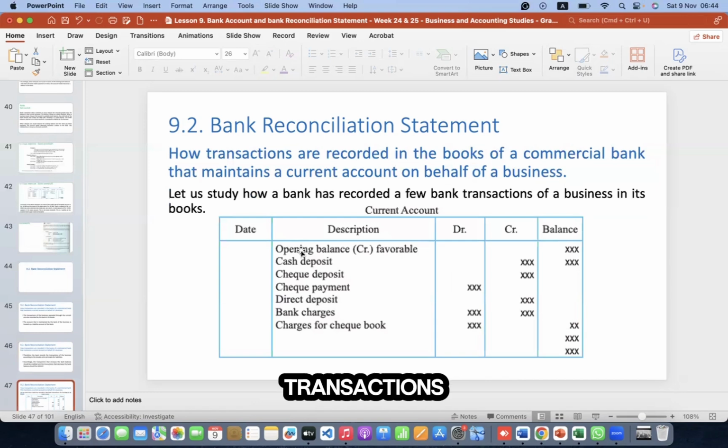So let's look at how transactions are recorded in the books of the bank. Let us study how the bank has recorded a few bank transactions of a business in its books. Opening balance, credit, favorable. Earlier, when there was a favorable balance in the bank account of a business, from the businessman's angle, it was a debit balance. But here it's a credit balance because it is a liability. When cash is deposited, you are crediting the account. When checks are deposited, you are crediting the account. Why are we crediting the account?